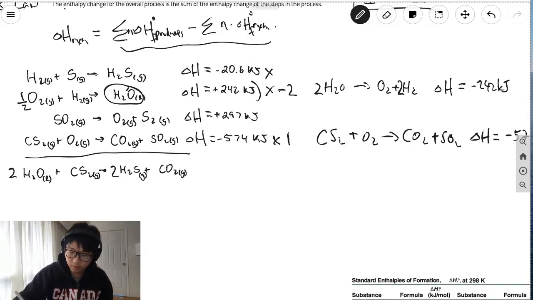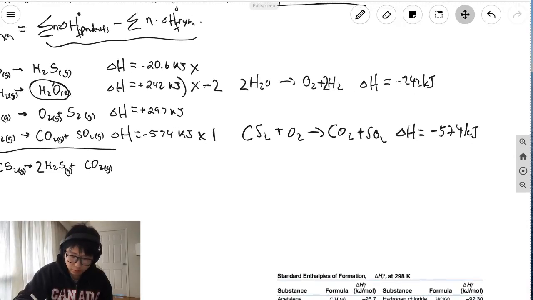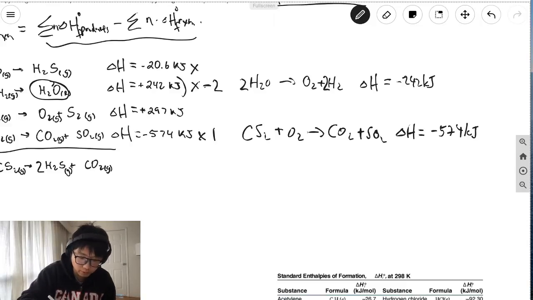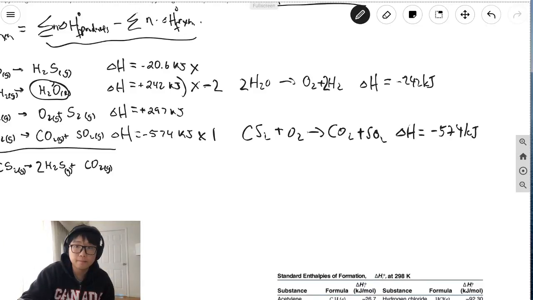Okay, let's continue. That was negative 574 kilojoules. Wait, what are we multiplying the first equation by? What did we multiply the first equation by? By 2, okay. So we're multiplying by 2.